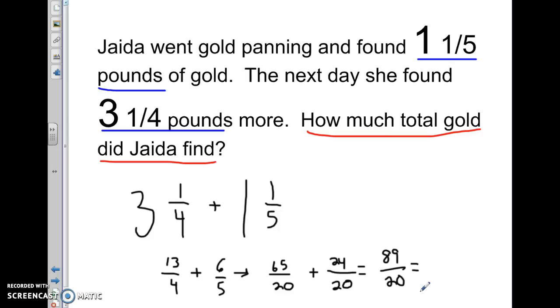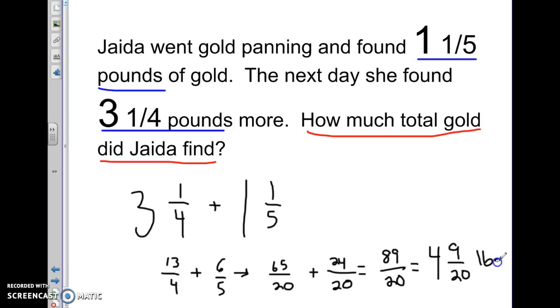And I can then change 89 20ths to a mixed number. What would 89 20ths be as a mixed number? Okay, so how many times does 20 go into 89? Well, 20 goes into 80 4 times, right? And then there'd be 9 left over. So 4 and 9 20ths. Okay, pounds of gold, right?